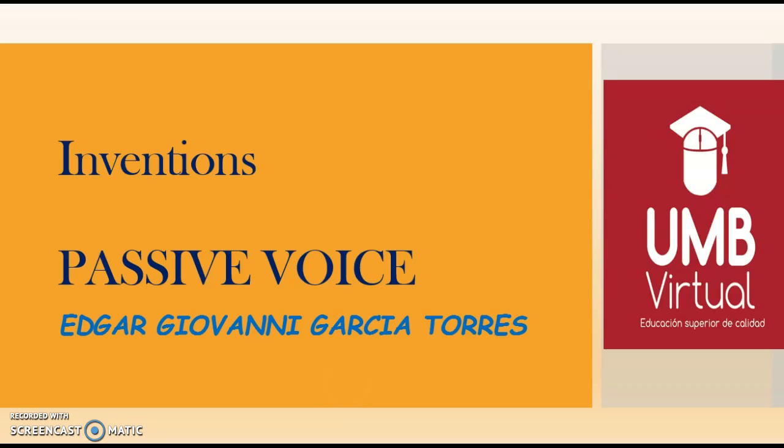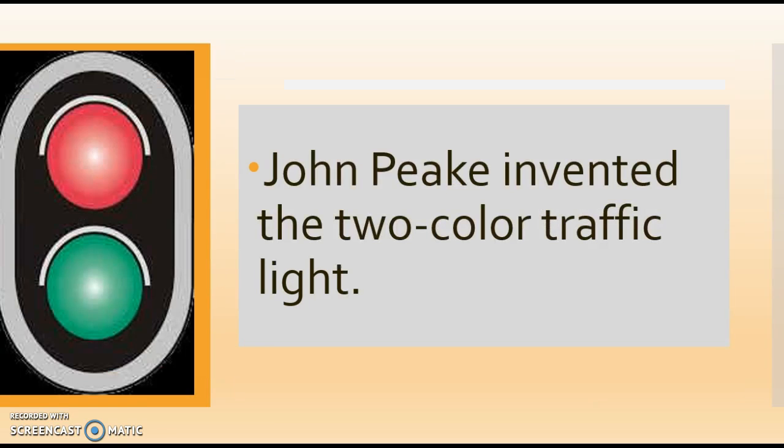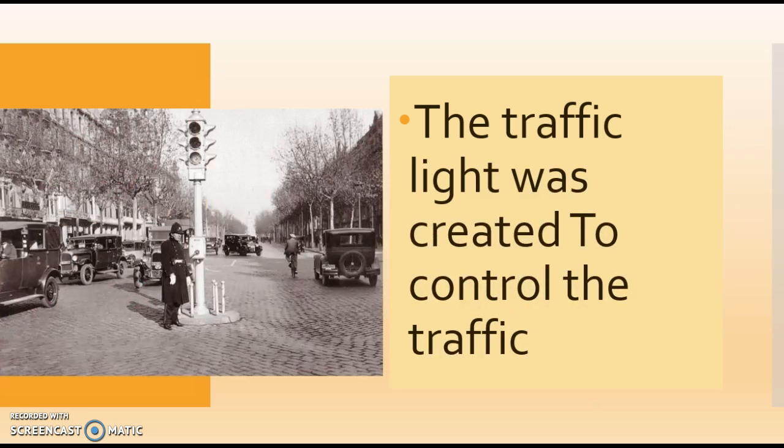I am going to explain the activity Inventions passive voice. John P. invented the traffic light in 1868. John P. invented the two-color traffic light. The traffic light is given to control the traffic.